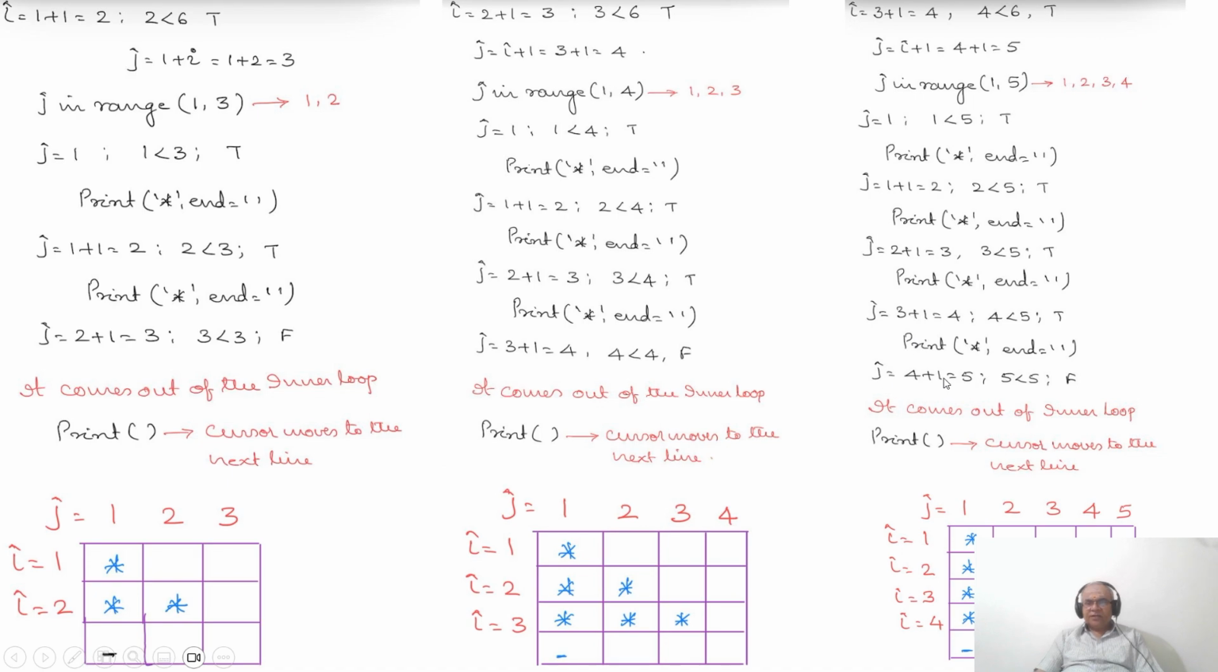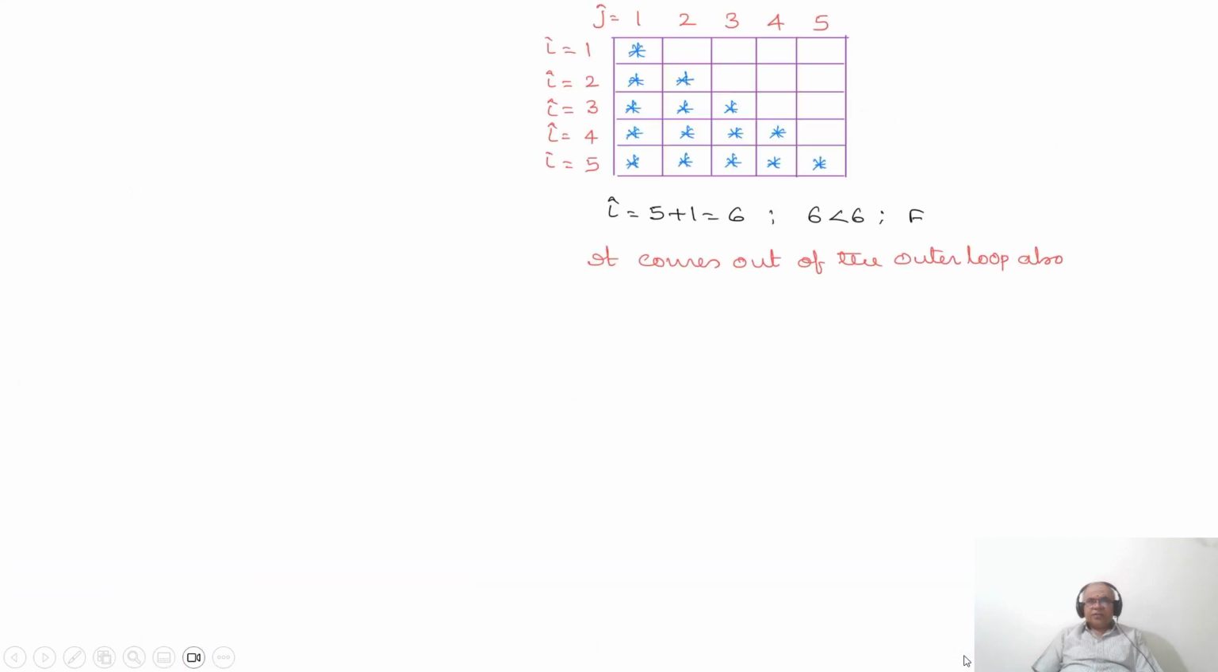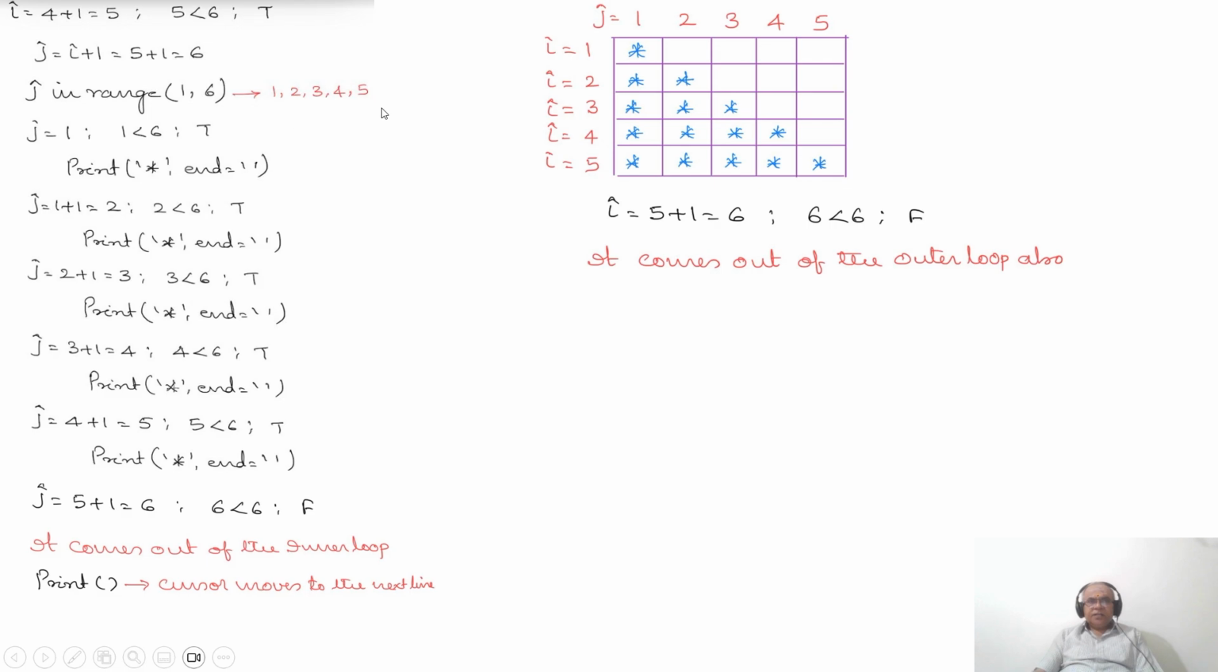Then j is equal to 4 plus 1, which is 5. Is 5 less than 5? Condition becomes false. It comes out of the inner loop. After coming out of the inner loop, it will execute the print function. So the cursor moves to the next line, that is, the cursor moves to the 5th row. Next, i is equal to 4 plus 1, it becomes 5. i is less than 6, condition is true. So that means you will come to the 5th row.